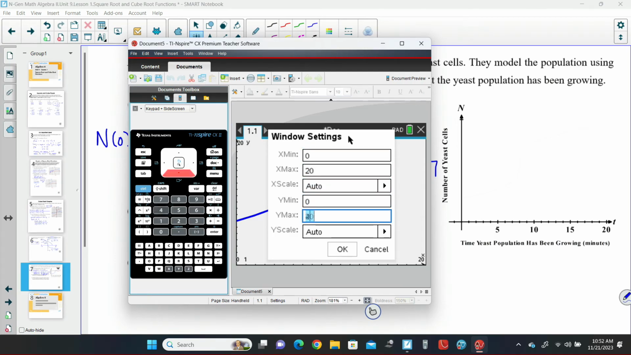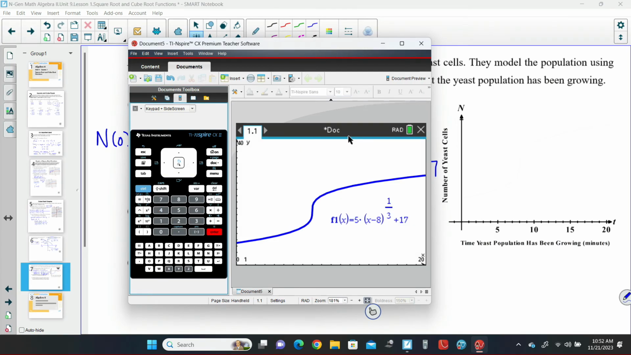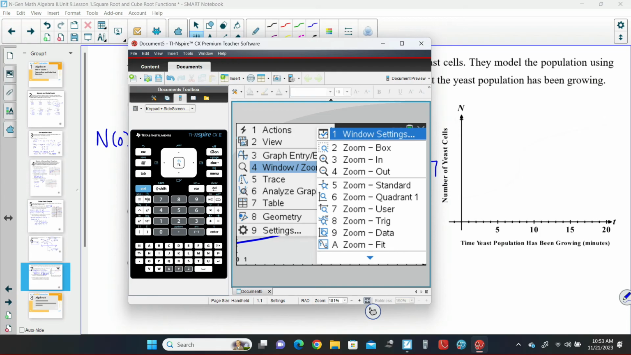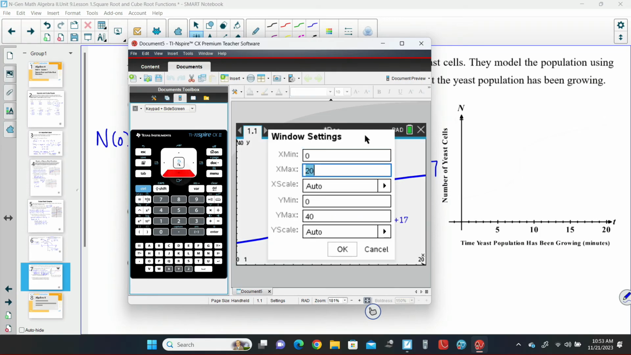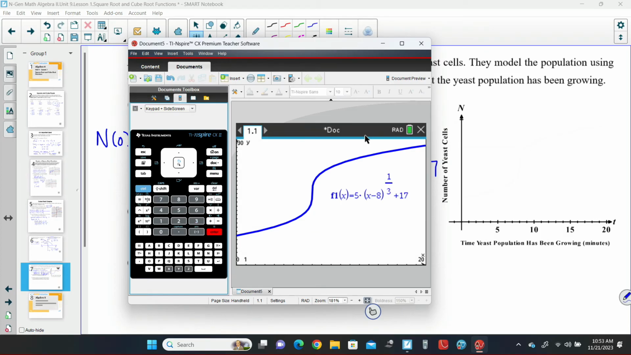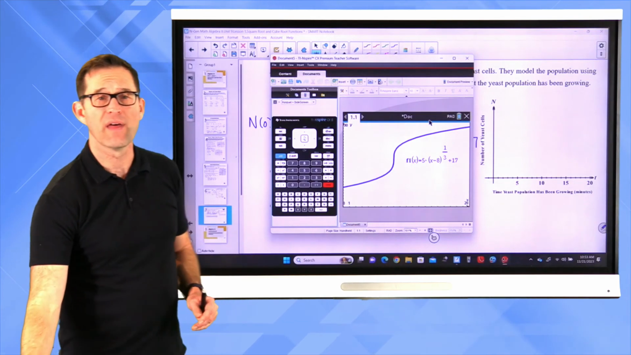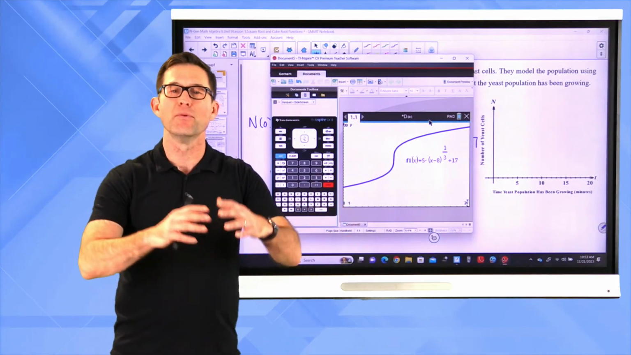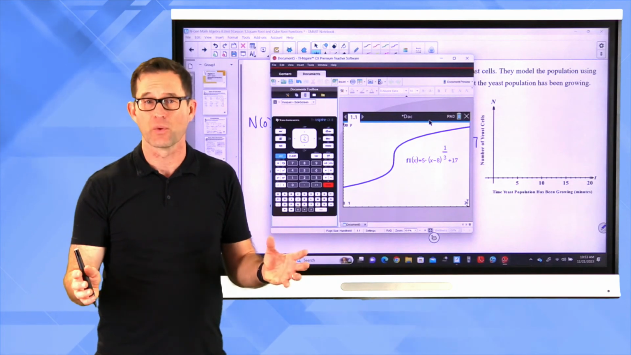Maybe I'll go up to 40. That looks much, much better. Now I might make it look a little bit better if I don't go all the way to 40, and in fact what I ended up doing is going just to 30. Not that 40 would be bad. If somebody had stopped at 40, that would be completely fine. I just really like the graph to take up the majority of the screen, right?